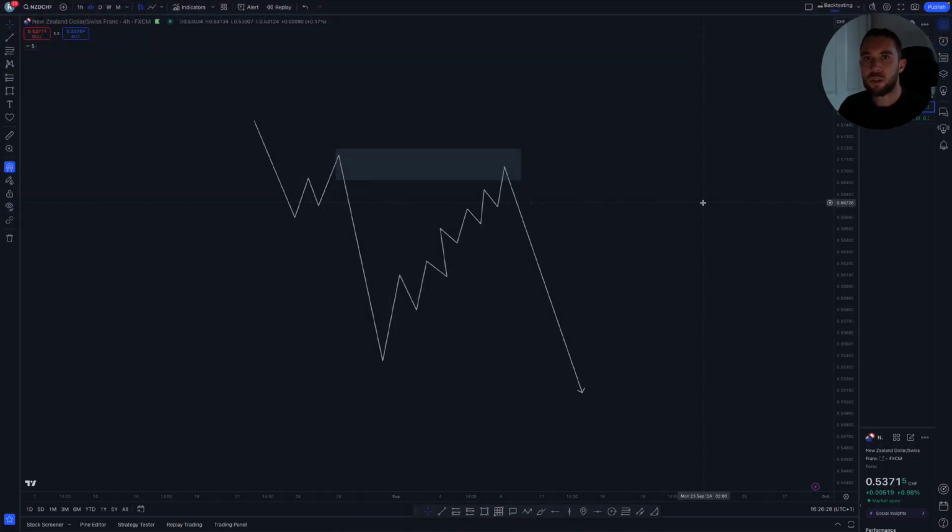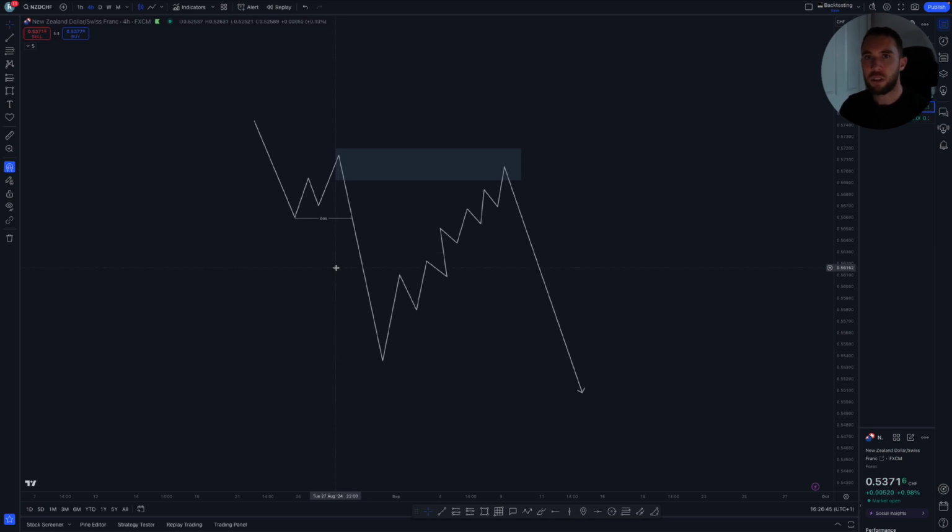The number one confluence that I do like to see personally is a break of structure. First of all, we have seen a break of structure below this structure point here to the left. So we've had a break of structure now, and this is confluence number one that I do like to see.